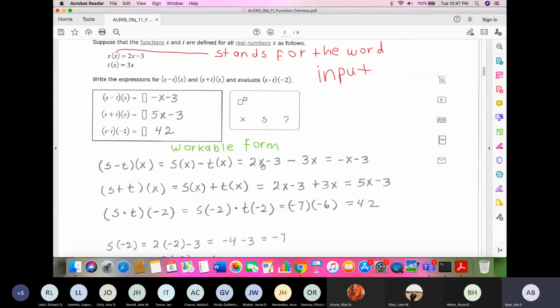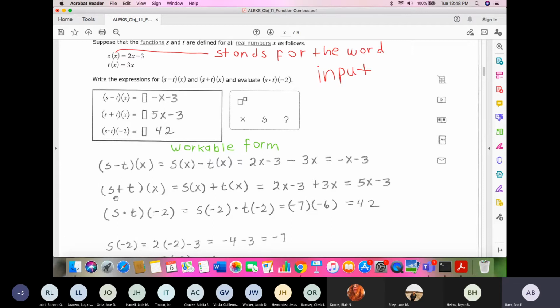Just to remind you, like terms have the same variable to the same exponent. And these really have an understood exponent of 1. So that's why they're like. And then we have this minus 3 still left, which we have to copy over. So that's the answer for the first one: negative x minus 3.